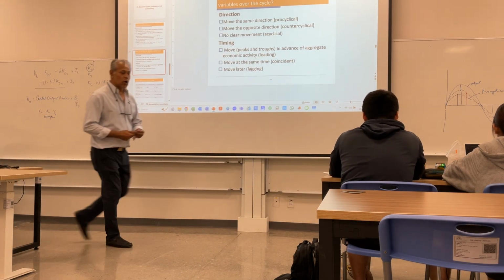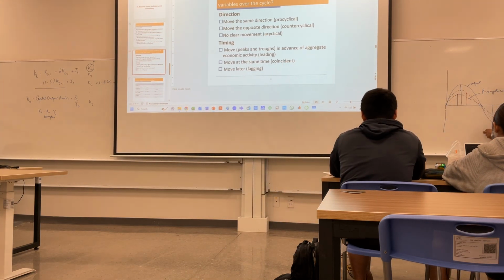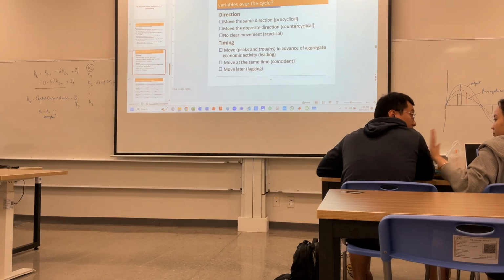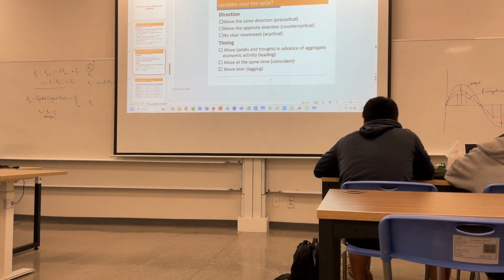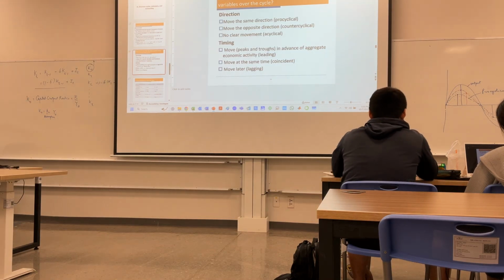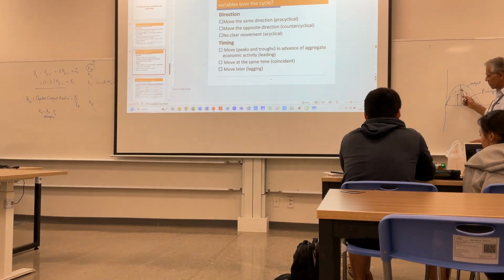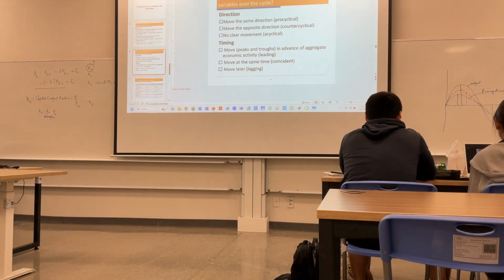Okay, so that's the case of pro-cyclical. But what if a variable moves in the opposite direction of output? So here is activity, and here is time, and here is the business cycle. What if this variable goes down when the output is going up and goes up when output is going down? So this variable would be something like this. I'll give you some specific examples. This can also happen.